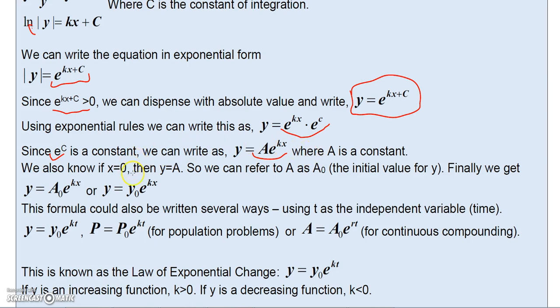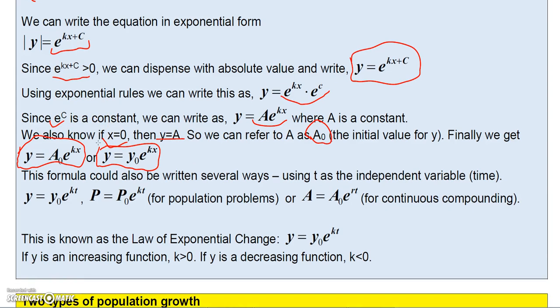Now, we also know that if x equals 0, you could let x be 0 here, and then you would get e to the 0, which is 1, so y would equal a. So since we know that when x equals 0, y equals a, we can refer to a as a naught, or the initial value for y. So then we get the formula that y equals a naught e to the kx, where a naught is the initial value of y, or if you don't like the a, you could write that as y equals y naught e to the kx, where y naught is the initial value.